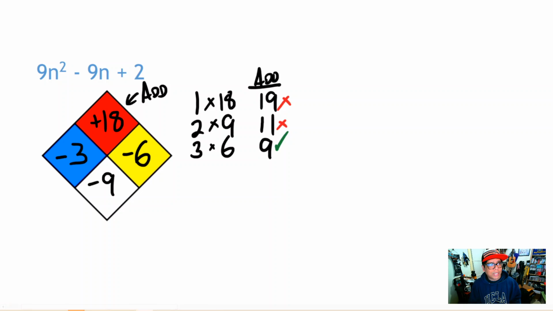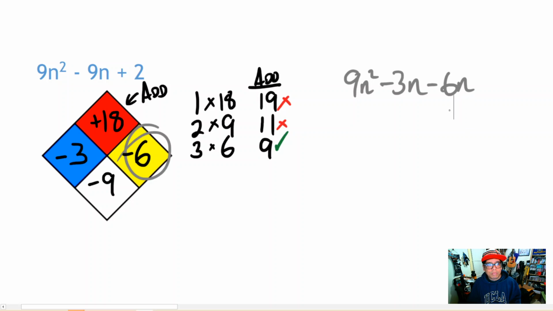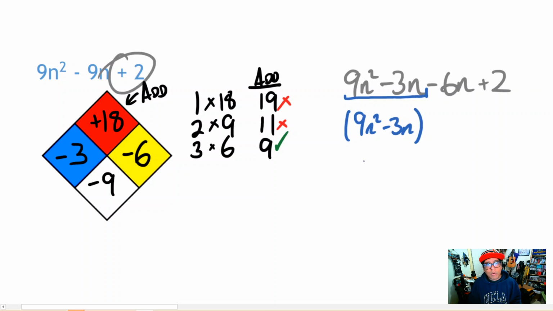And I'm ready to expand my polynomial, starting with the 9n squared. And then minus 3n, minus 6n, plus 2. Now I have to make my two factoring groups. 9n squared minus 3n. Always put the plus sign. Negative 6n plus 2. Taking a look at the blue group, it looks like I can divide everything by a 3 and an n.